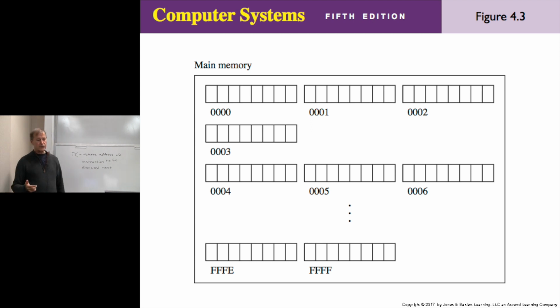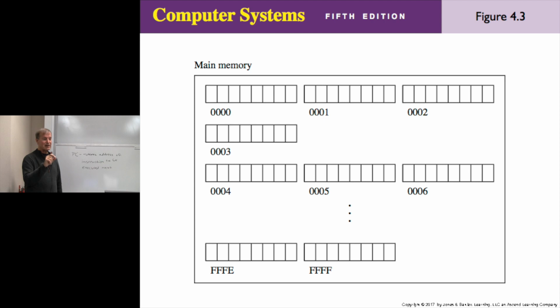Now, figure 4.3 is a picture of main memory. Here's the thing about main memory. There is an analogy. When you go to the mail room to pick up your mail on campus, where does the service provider go to get your mail? You tell the service provider your what?